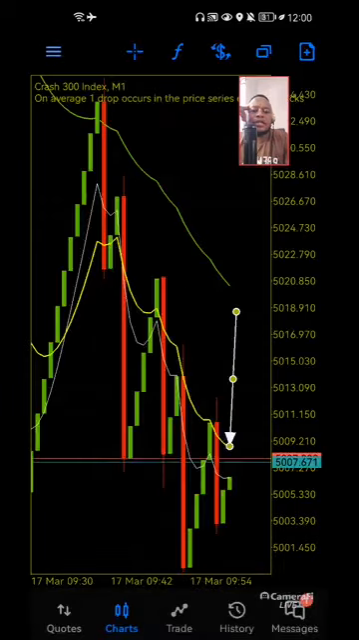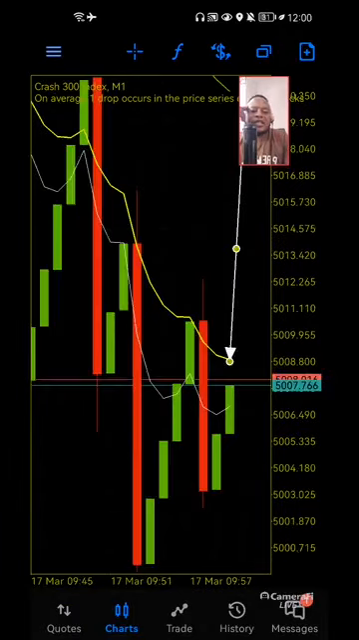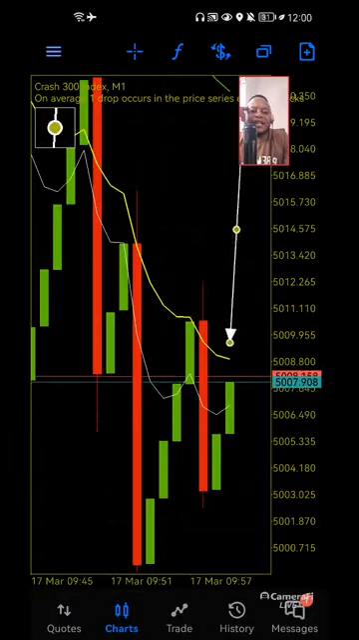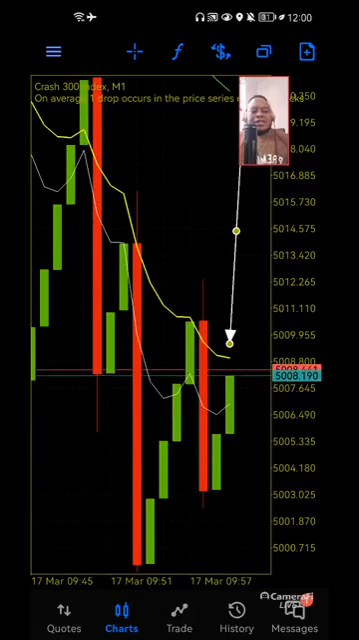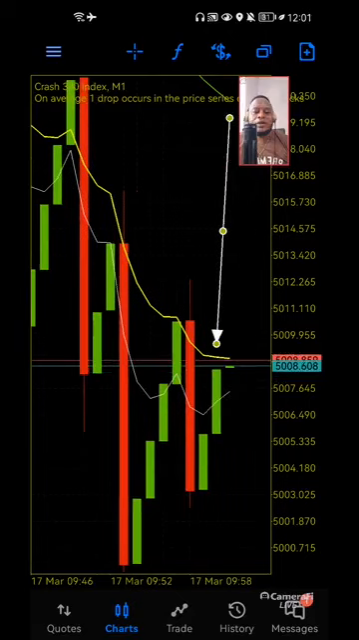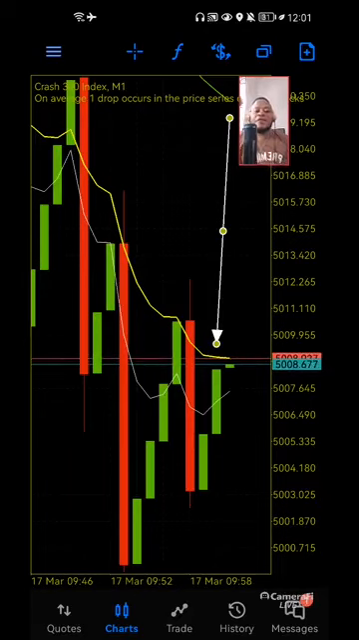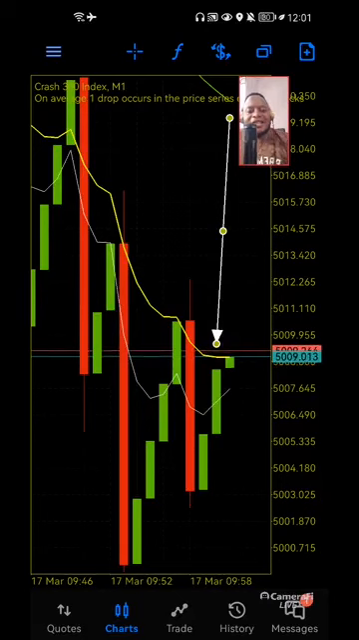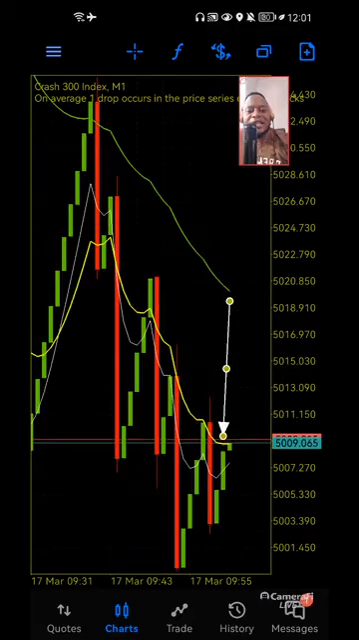Crash 300. We are back again at our yellow line. This thing is just so simple and easy. You are there at the yellow line, you place a sell. So here we go again. Crash 300, it's a sell.